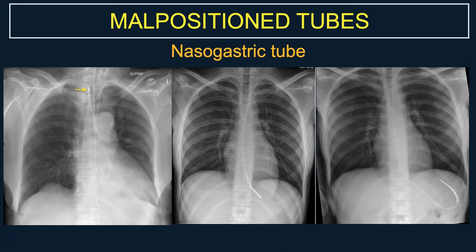The ideal position should be in the subdiaphragmatic position, identified on a plain chest radiograph as overlying the gastric bubble. Ideally, it should be at least 10 centimeters beyond the GE junction.